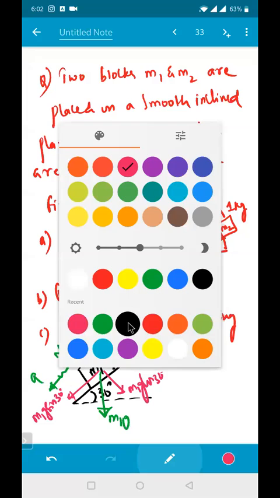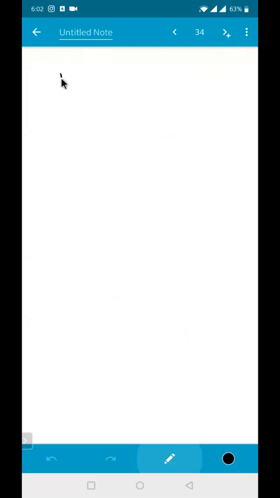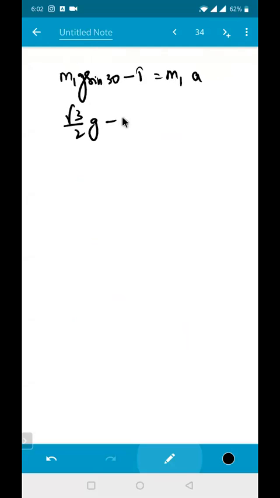Now write the equation for this one. As the body is moving down, M1g sin 30 minus the tension T must be equal to M1 into acceleration a. M1 is given as √3, so √3 g sin 30 minus T is equal to √3 into a. So this is my equation number 1.